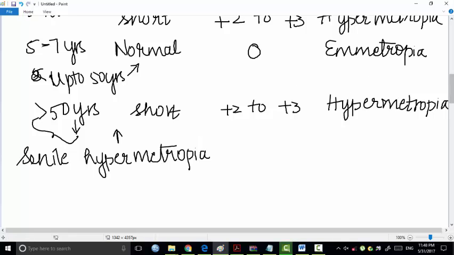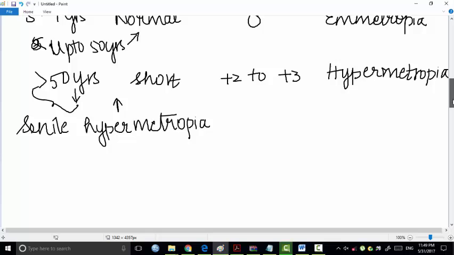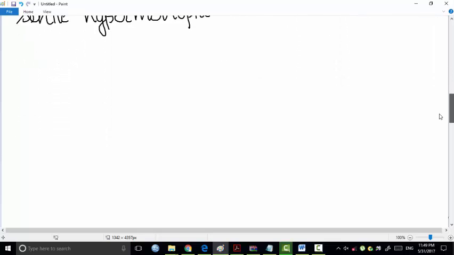So this is senile hypermetropia. Generally, if you see the relationship between hypermetropia and age, at both extremes of age, that is at birth and at 50 years of age, you can see that the eye is hypermetropic, whereas between birth and 50 years the eye is ametropic. So this is the relationship of age with hypermetropia.